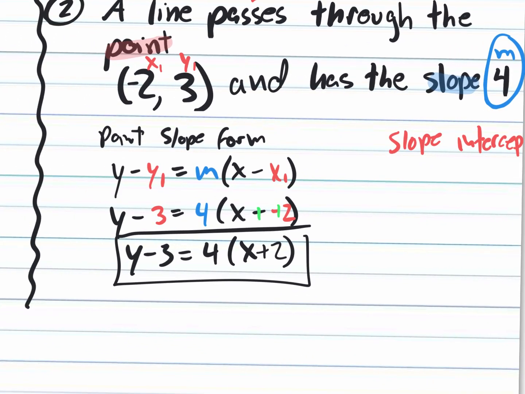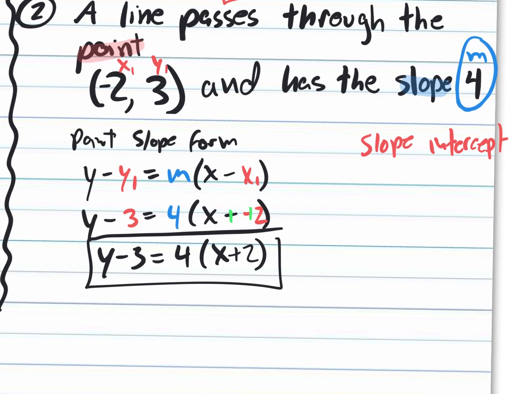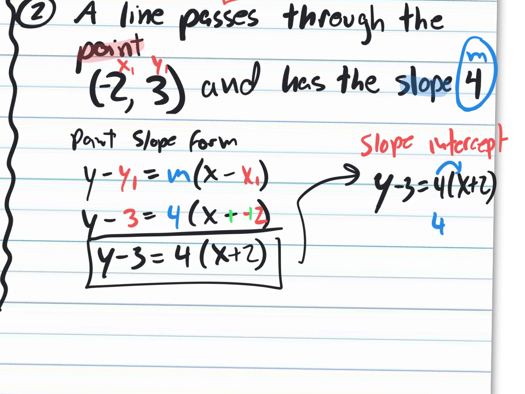So if I did want to change this to slope intercept, I would have to distribute that slope of 4. So y minus 3 equals 4 parenthesis x plus 2. I would distribute 4 times x, that's 4x. 4 times 2, that's 8. And I bring down the equal sign, bring down y minus 3.